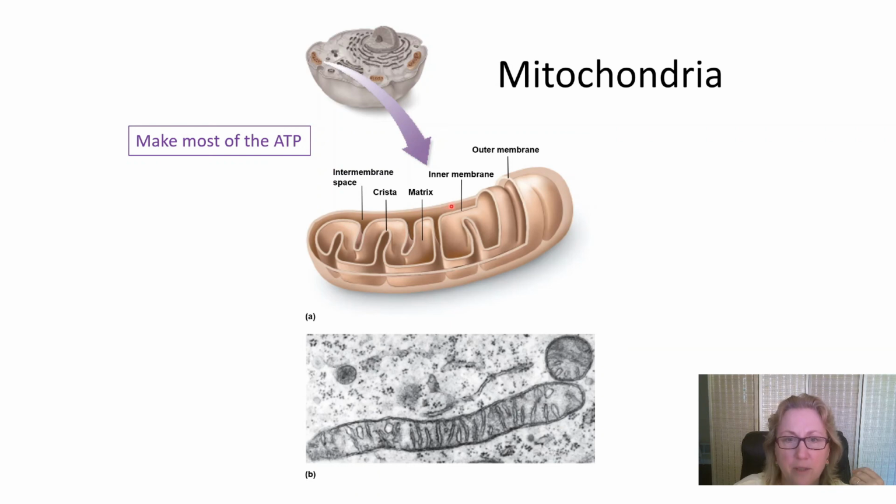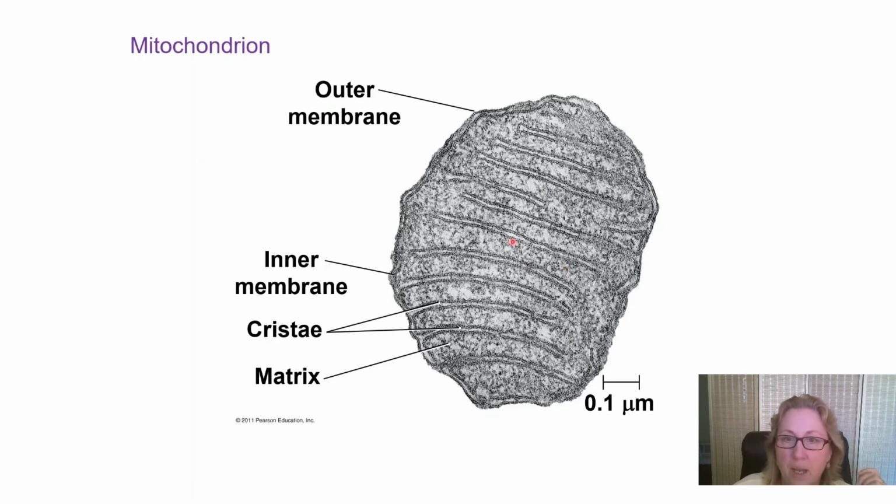Mitochondria have a double membrane, and it's the inner membrane that is the site of this ATP synthesis, making ATP from ADP using energy from our food. We'll talk in a lot more detail about that when we get to respiration. Here's a nice TEM image of a mitochondria, and you can see the inner membrane, all these little stripy looking things, those are folds in the inner membrane.